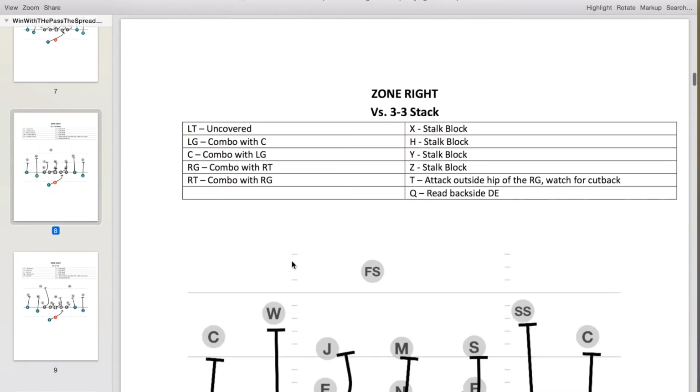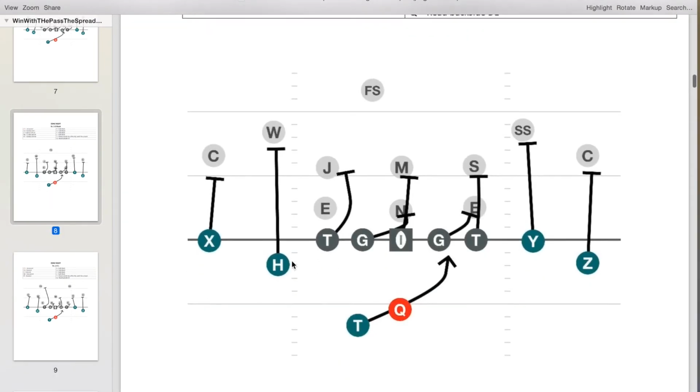This is the time where I really focus on those combo blocks, just because in a 3-3 stack, the whole point of running a 3-3 stack is that the offense doesn't know what the defense is going to do. Everybody's stacked and everybody's moving and twisting and stunting, and you can kill yourself trying to draw up every single blitz combination. You'll go crazy.